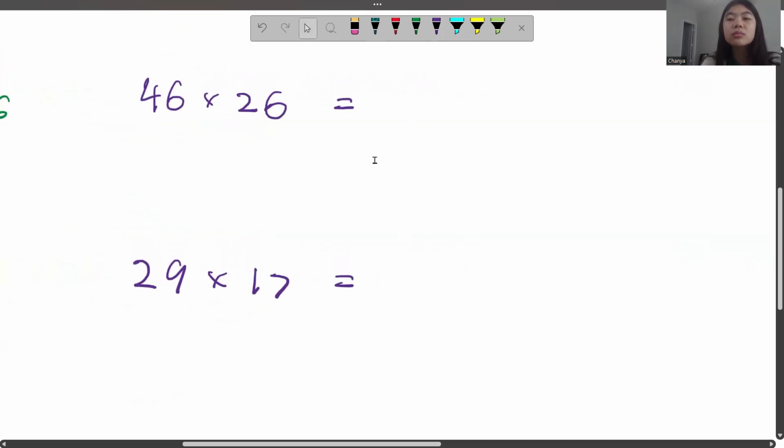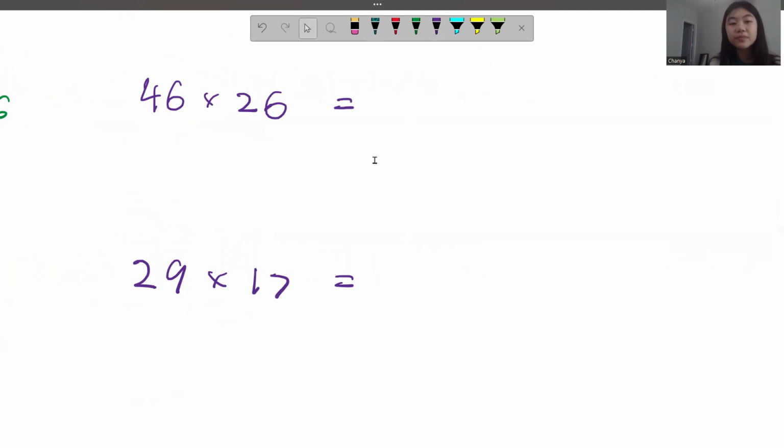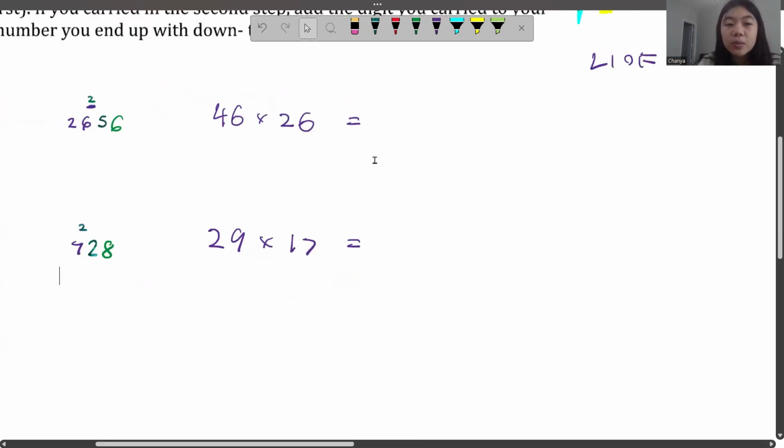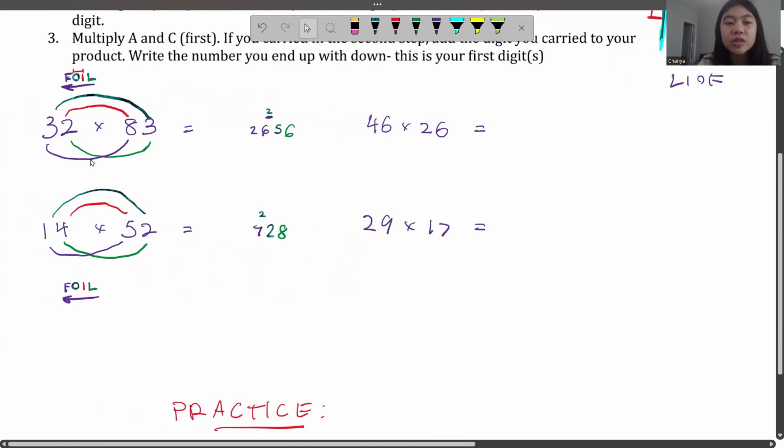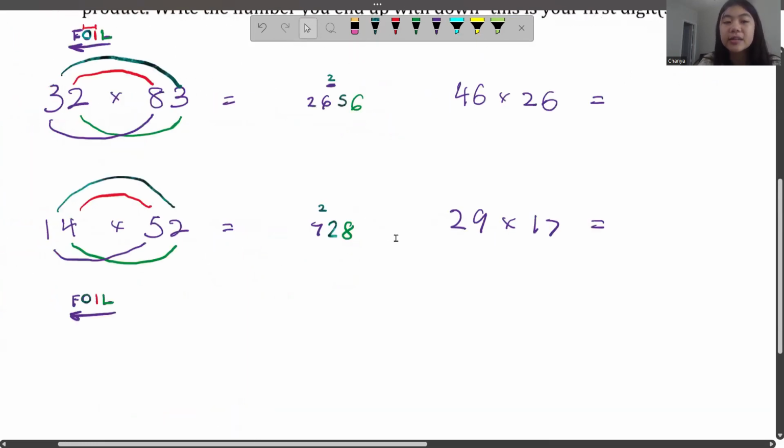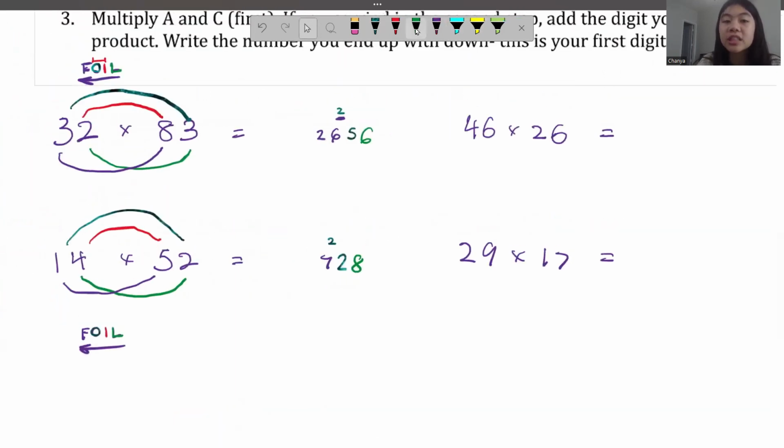Moving on to two more problems, I encourage you again to pause this video and work them out on your own. Okay, I'm assuming that you have paused the video and came back now. So using these two as a guide, let us complete these two problems. So I'm going to start with 46 times 26.